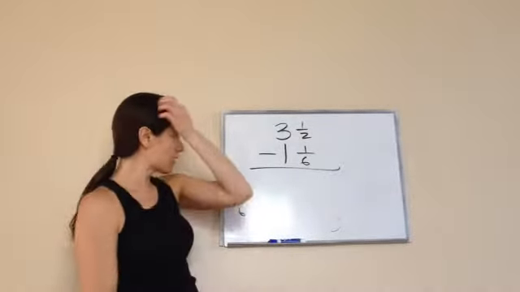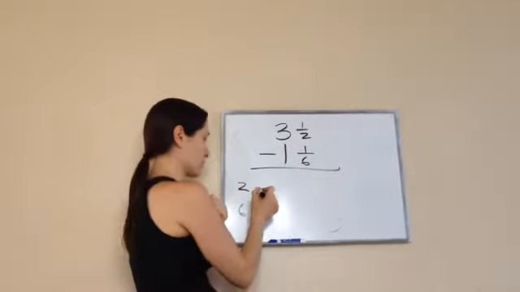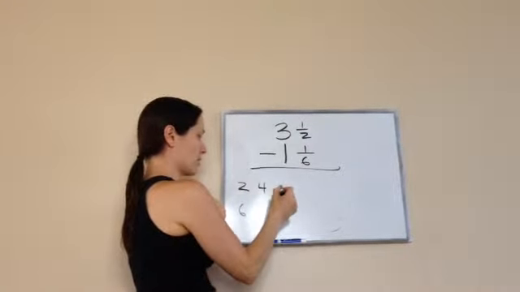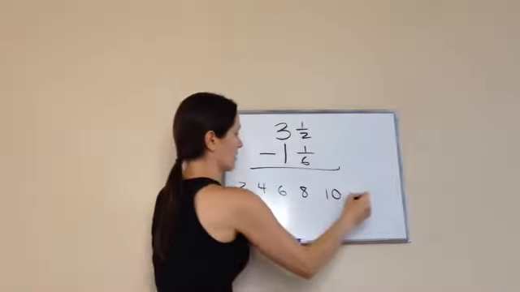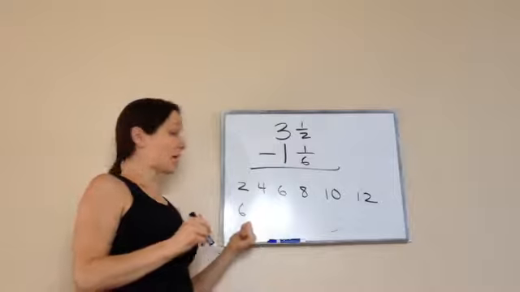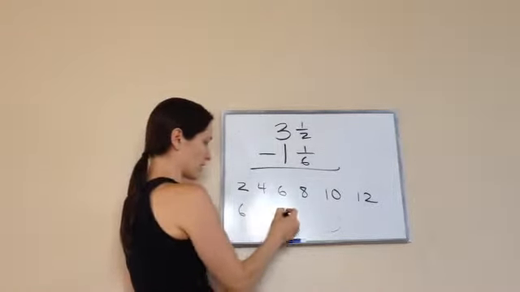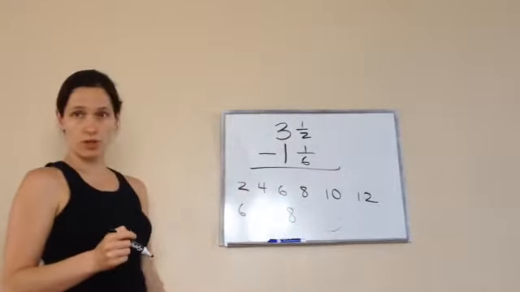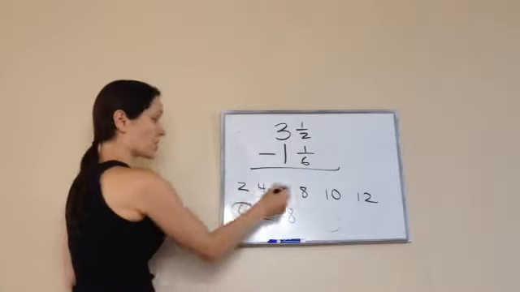Okay? Help me count my 2s. 1 times 2 is 2. Then 2 times 2 is 4. 2 times 3 is 6, 8, 10, 12. I'm going to stop there. 6. 6 times 1 is 6. 6 times 2 is 12. 6 times 3 is 18. I'm going to stop there. Do you see a common number? Yes. Six. So guess what we're going to do?